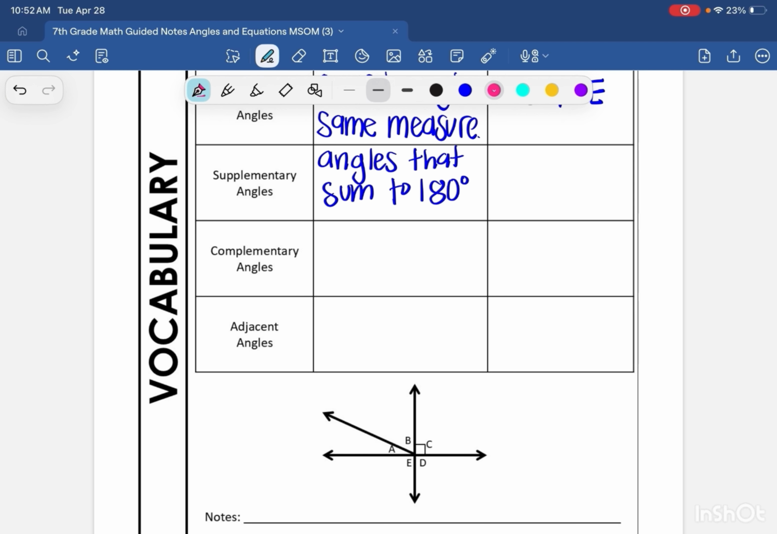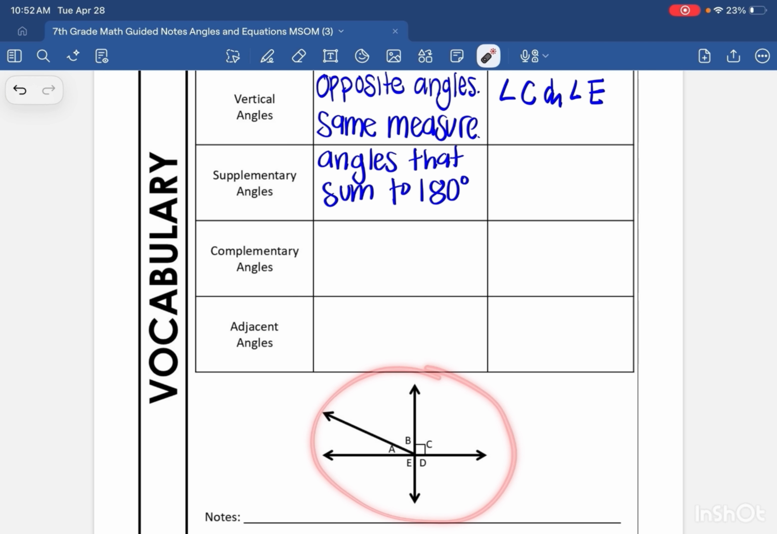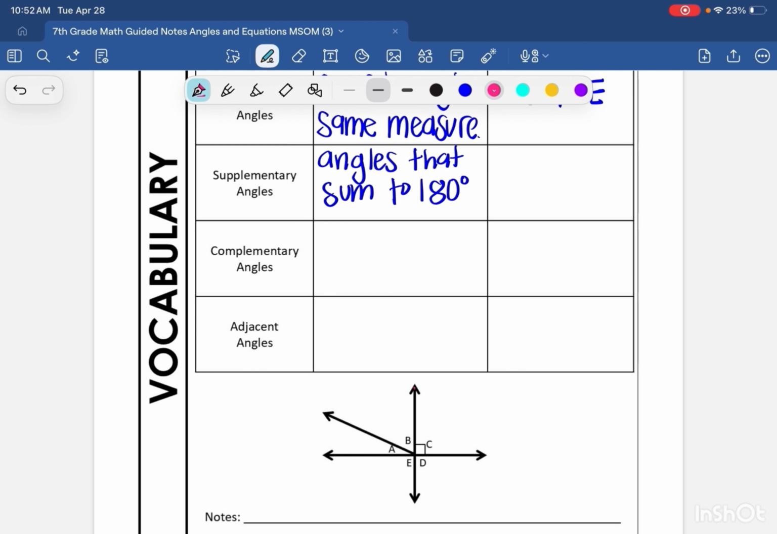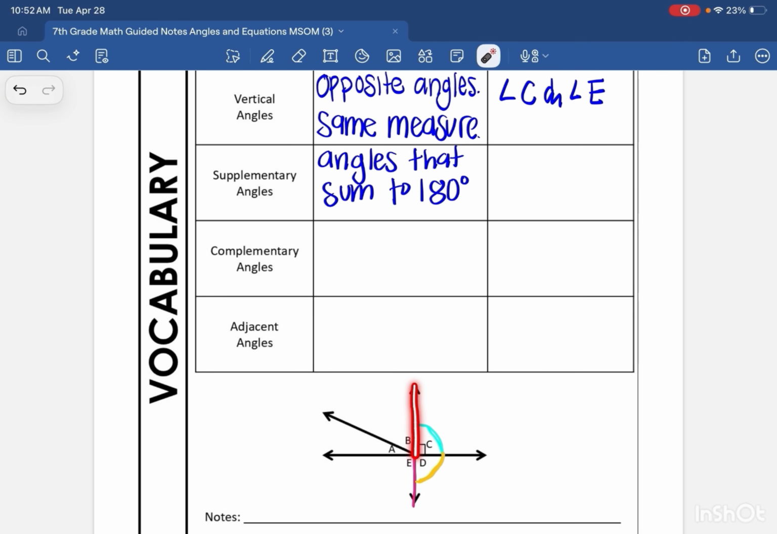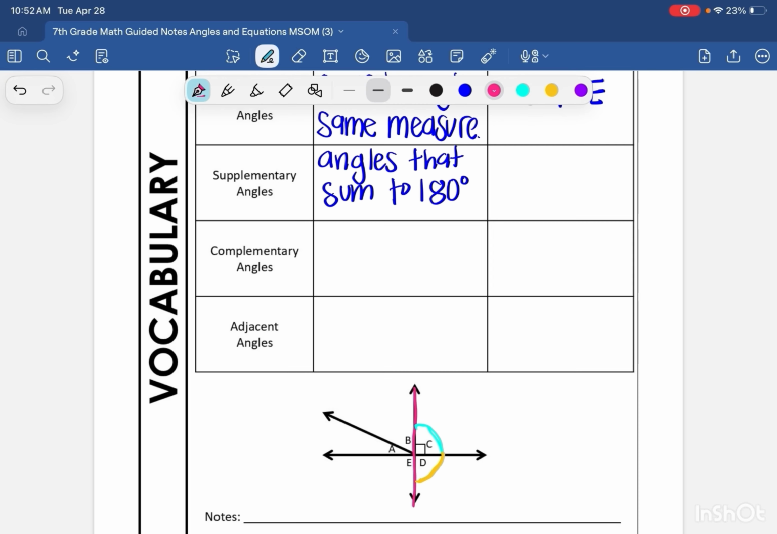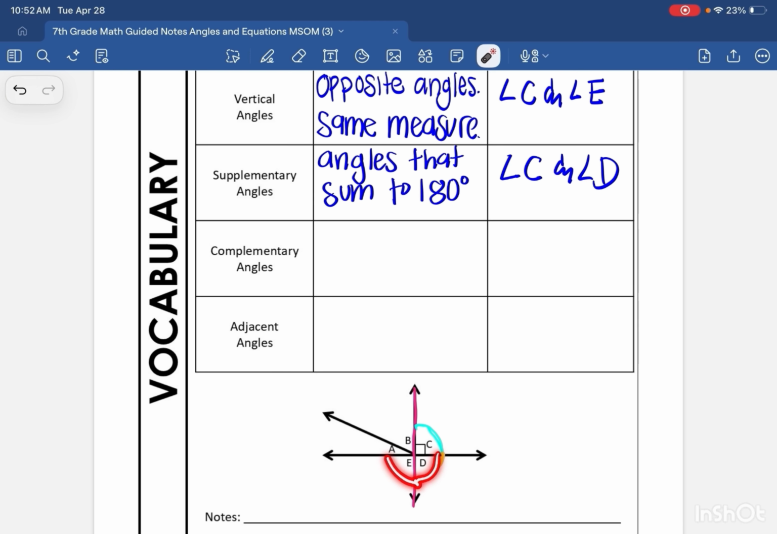If I look down here in my diagram below, if you look at this line right here, I have angle C, and if I add that with angle D, that's forming this line here that's in pink. Now those are not the only supplementary angles on this diagram, but those are two of them. So if you have an idea for another one that also works, that is okay. For example, angle D and angle E would also be supplementary.